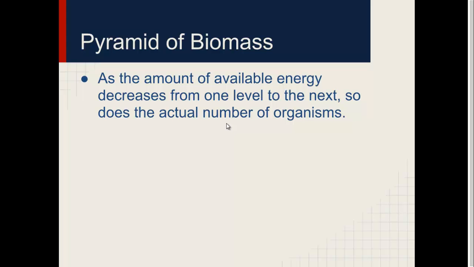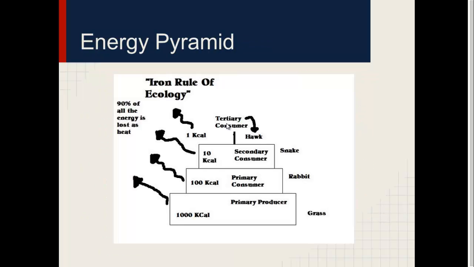When we talk about these pyramids, we can also think of a pyramid of biomass. Biomass would be the amount of living matter at any given level. So as the amount of available energy decreases from one level to the next, so does the actual number of organisms. So if we go back to our pyramid here, in this pyramid, there's 1,000 kilocalories of energy in the grass. And then as we get to the rabbit, there's only 100 kilocalories of energy. If we were talking about pyramid of biomass, we'd say maybe there's 1,000 grasses, but there would only be 100 rabbits. The number of the population goes down as well as we go up.